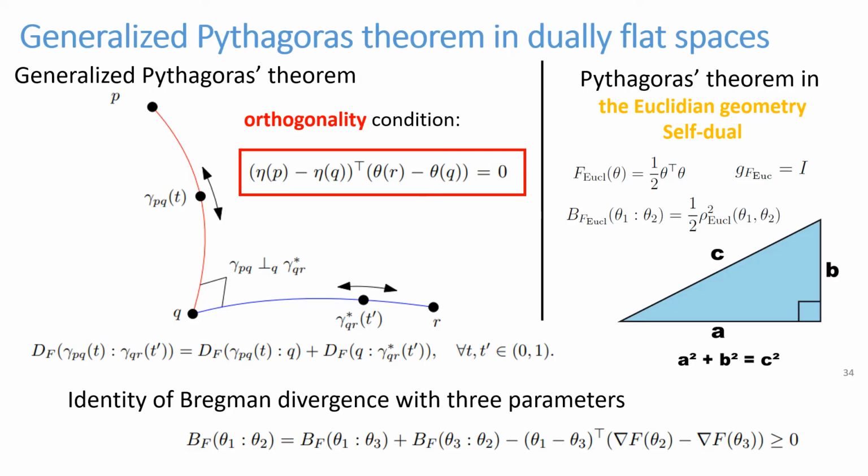When the potential function f of theta is chosen as half of theta squared, we get the Euclidean geometry, with the corresponding Bregman divergence yielding half of the squared Euclidean distance. In that case, the generalized Bregman-Pythagoras theorem becomes the usual Pythagoras theorem here.